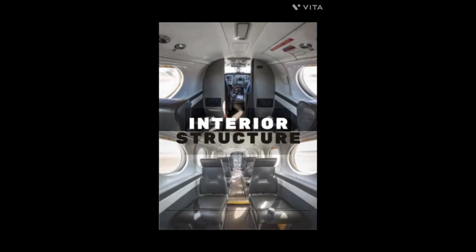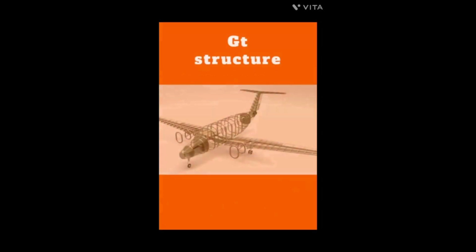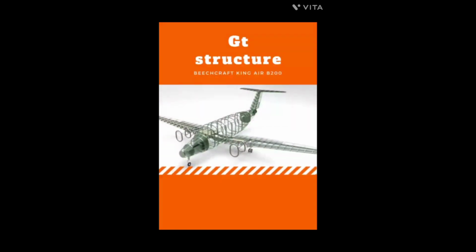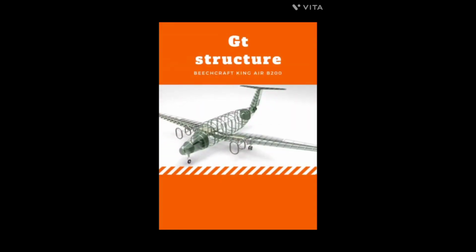Here is the internal structure of the B200 aircraft. In the first picture we can see the cockpit area and the second picture shows the passenger seats. It can accommodate 2 crew and 6 passengers. It is the GT structure of the Beechcraft King Air B200.